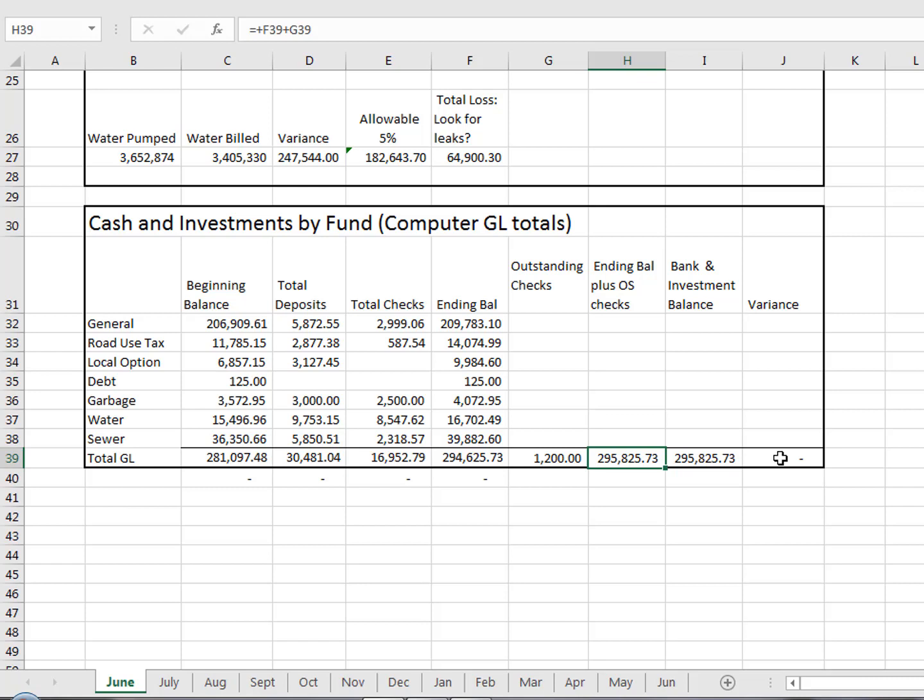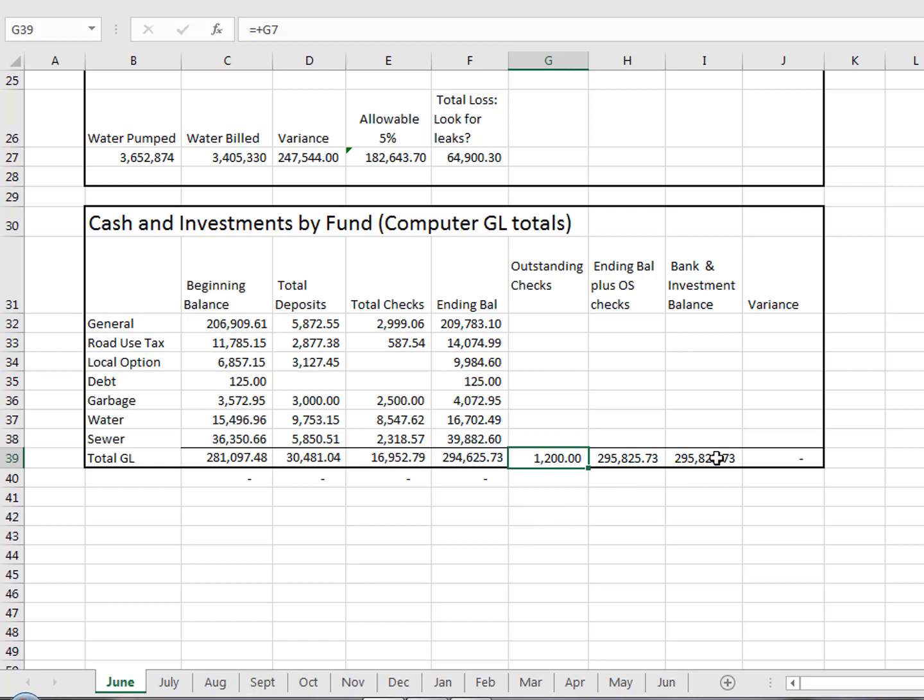And again, as you see, we live in a perfect world here, and it comes out right off the bat. It is something that should be done on a monthly basis. I did not do it here. Some cities do, but they list out all of their outstanding checks so they can see that the sum of their outstanding checks equals this total, and that's how they could get that breakdown.